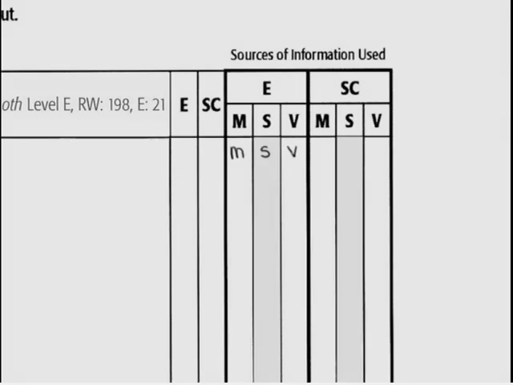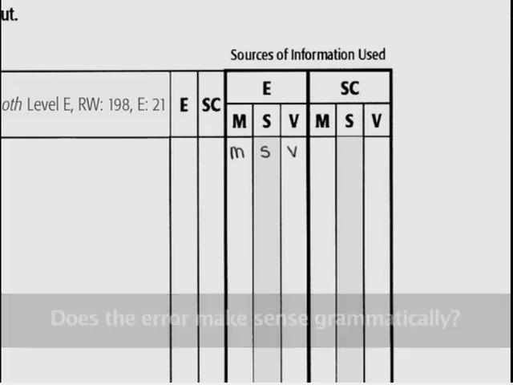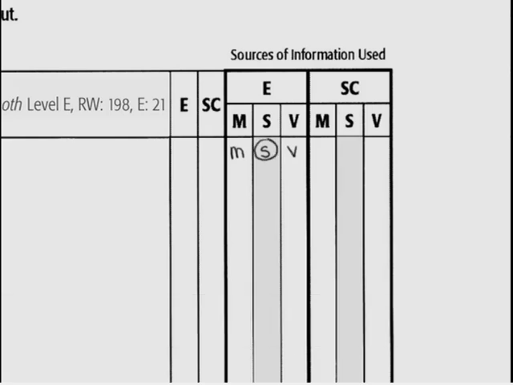When you consider if the reader used structural or syntactical information when making the error, ask yourself this question. Does the structure or syntax of the sentence preceding the error influence the reader's response? In other words, would the error make sense grammatically? If so, circle the S in the S column of the error section.